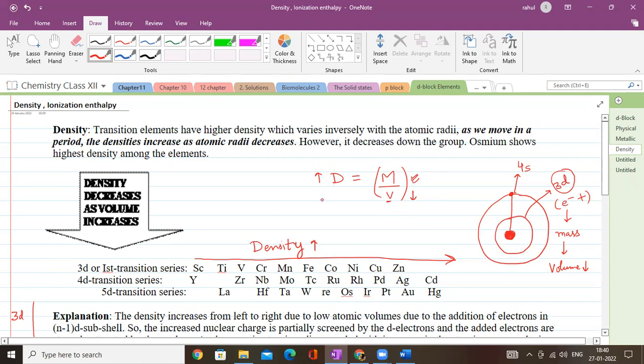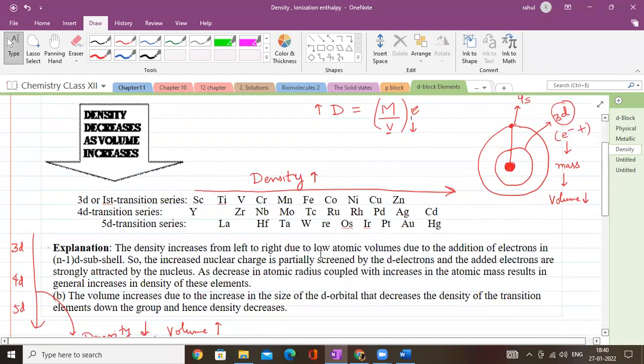So when you try to move from left to right, as I said, the density increases from left to right due to the low atomic volume, due to the addition of electron in n-1 d subshell. What I said, the electron is added here in this shell. So volume is not increasing. In fact, the volume is decreasing, but mass is increasing. So when mass per unit volume is increasing, or I said mass increases, volume decreases, so density will also increase when you try to move from left to right.